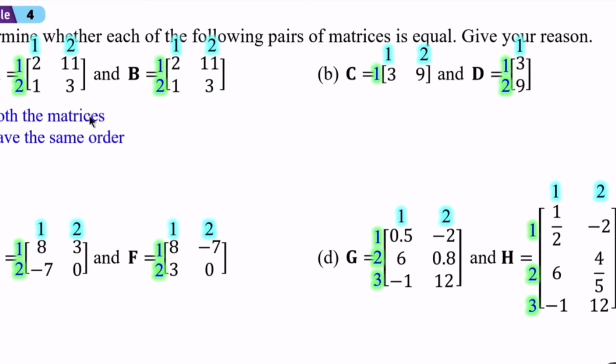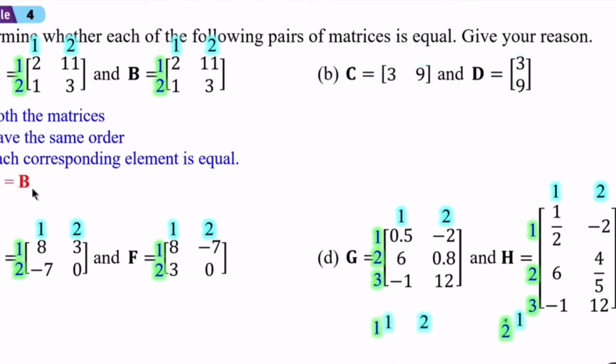So in order to determine whether both matrices are equal matrices or not, we must check the order of the matrix. If they have the same order, that is the first condition. Then we have to check the corresponding elements. If the corresponding elements are equal, then they are actually equal matrices. So we can say that matrix A is equal to matrix B.